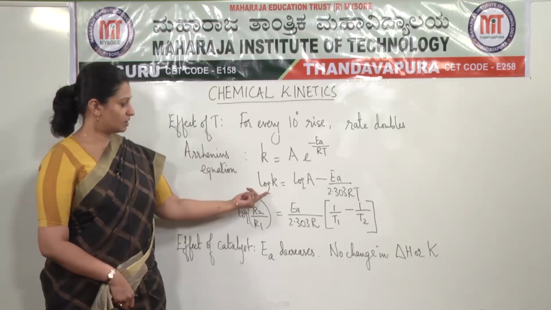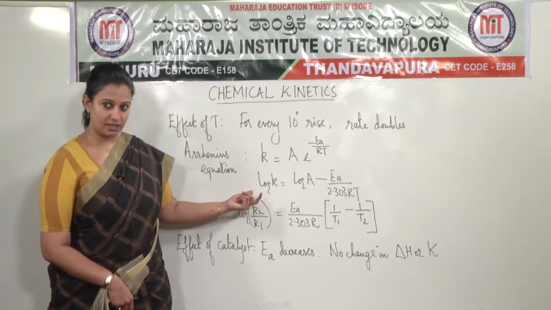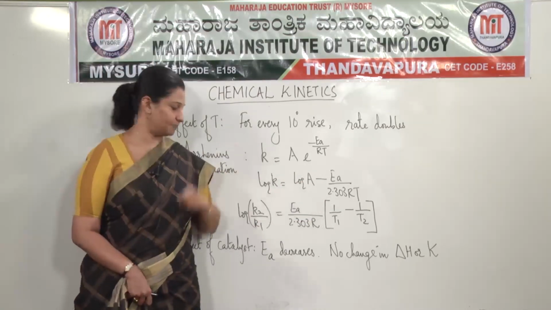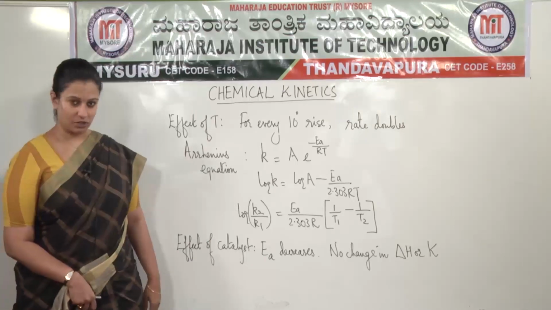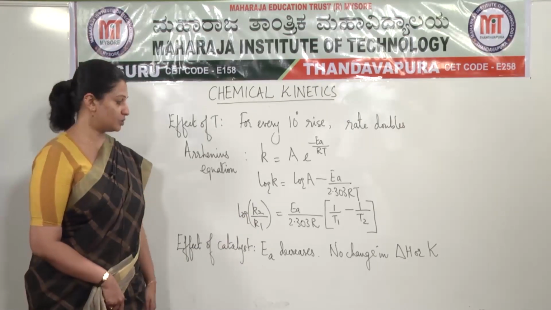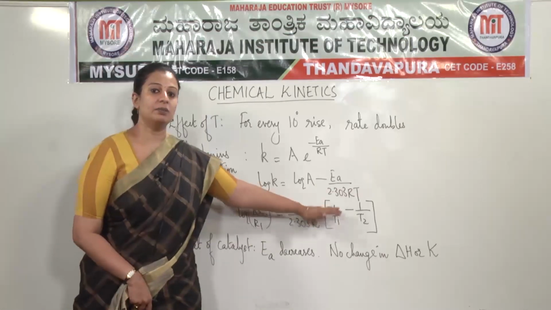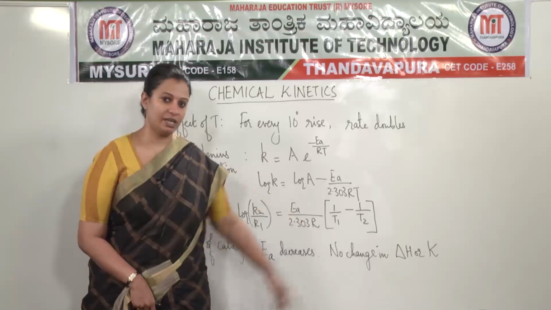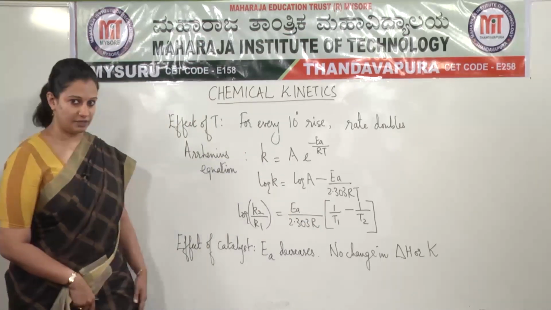If you take it in the log term, you will have log k is equal to log A minus Ea by 2.303 RT. In order to compare two rate constants, log k2 by k1 is equal to Ea divided by 2.303 R, into 1 by T1 minus 1 by T2. T1 will be the lower temperature and T2 will be the higher temperature. So, this is regarding the effect of temperature.